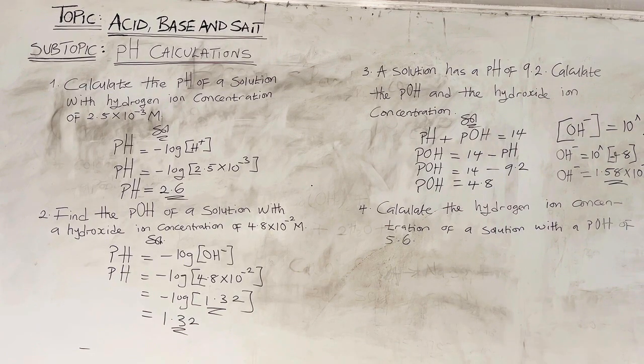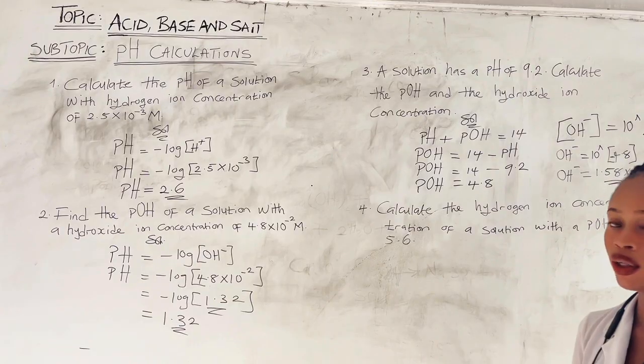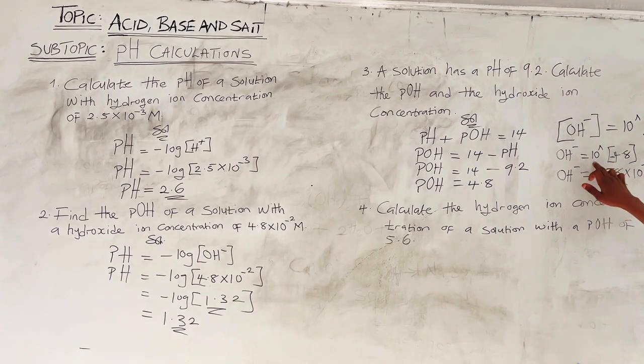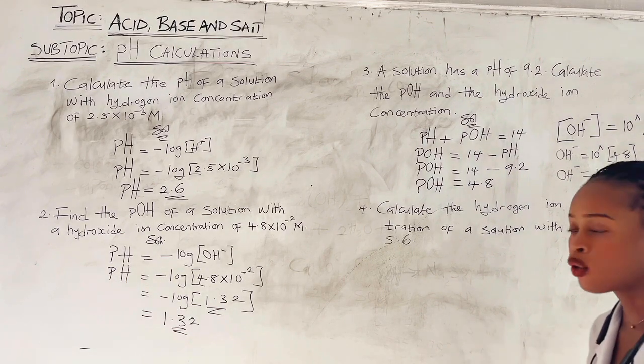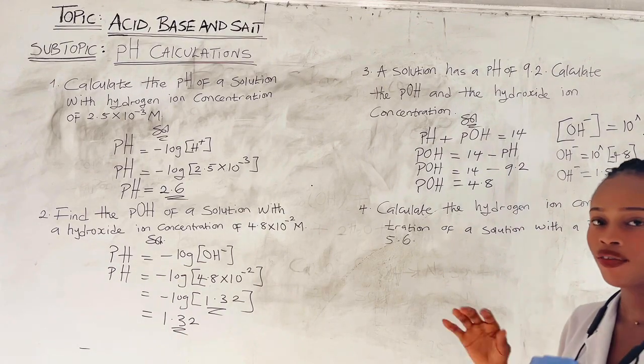Please ensure that when you are typing in your log, your anti-log in your calculator or your logarithm, you put your values in a bracket. Okay, so you say anti-log in bracket minus 4.8. So this is how your final answer should look like. So you can see that it is quite simple. On your own, please attempt to answer number 4, then play the video to see if you have gotten it.